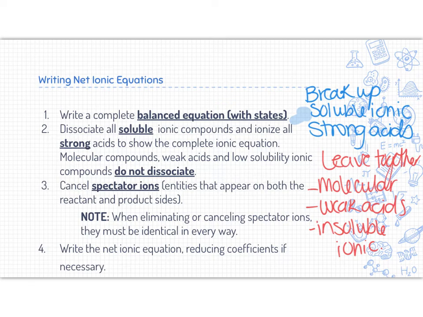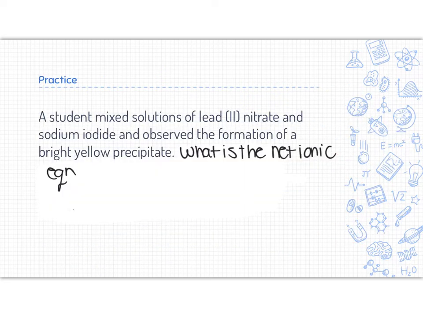We're going to cancel things that appear on both sides that are identical. So state, charge, etc. has to be the same. And then the net ionic is just what's left over, and the spectator ions are what we've canceled out. Easiest way to see this is to practice. So a student mixed solutions of lead(II) nitrate and sodium iodide and observed the formation of a bright yellow precipitate. What is the net ionic equation?